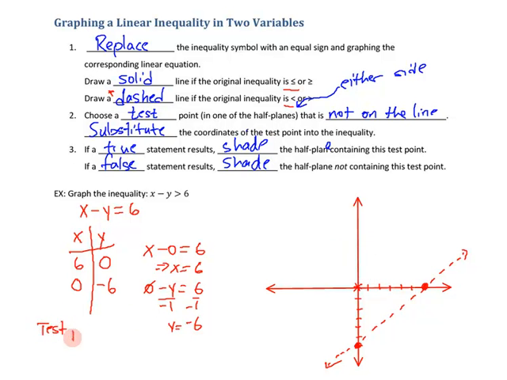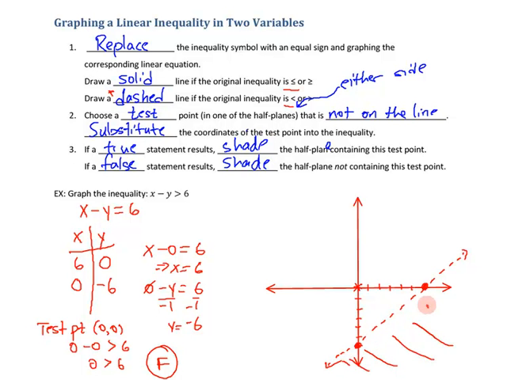So my test point is 0, 0. Substitute that in. Take 0 minus 0 and put that into the inequality and see if it's true or false. So that gives me 0 is greater than 6. Now is that true or false? Well, that's a false statement. So the side containing that test point is not in the solution set, which means everything else is.